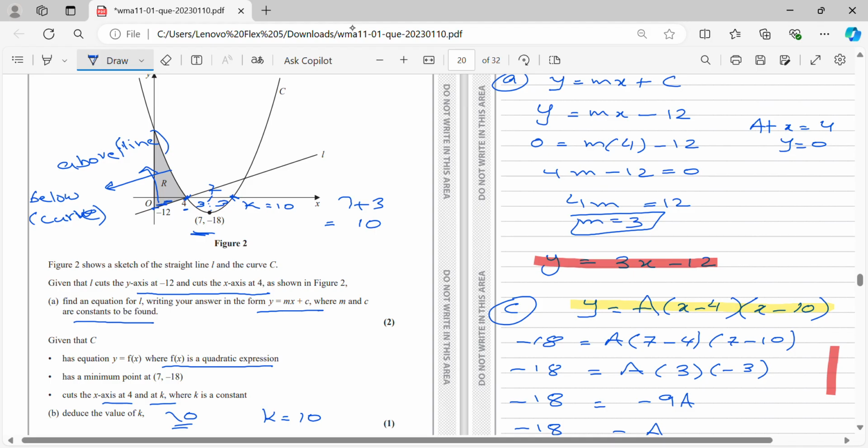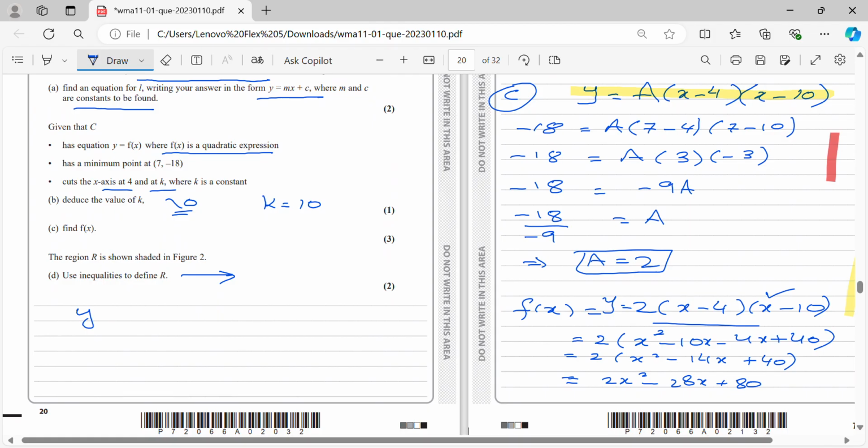But this is on the positive x-axis side, right? It's not shaded on the negative x-axis. So you can say that this region is shaded from 0 to 4 for x. Let's write down this region. y is above the line, so you can write y greater than or equal to 3x minus 12, and for the curve, because the region is shaded below the curve, you can write less than or equal to 2 into x minus 4 into x minus 10.